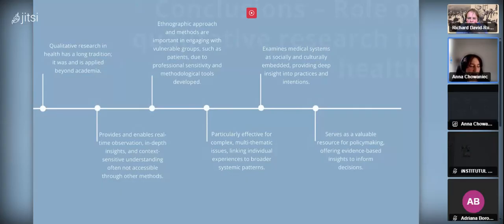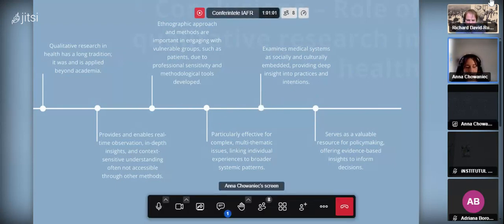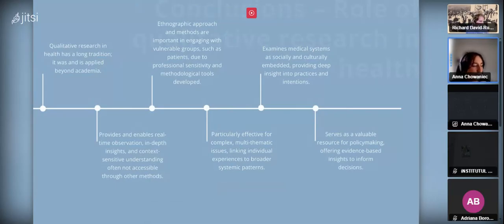This is due to professional sensitivity to research participants and the close connections anthropologists are able to develop with the groups. Such research is useful when studying complex and emerging issues, as I tried to showcase, as it allows for connecting these micro and macro levels. It also allows us to examine medical systems as socially and culturally embedded, which doesn't mean they are not scientific, they're just culturally embedded, which provides deep insights into the practice, but also prejudices, as we saw in the projects on access to healthcare. And at the policy-making level, it is able to inform decisions by offering evidence-based yet in-depth insights.